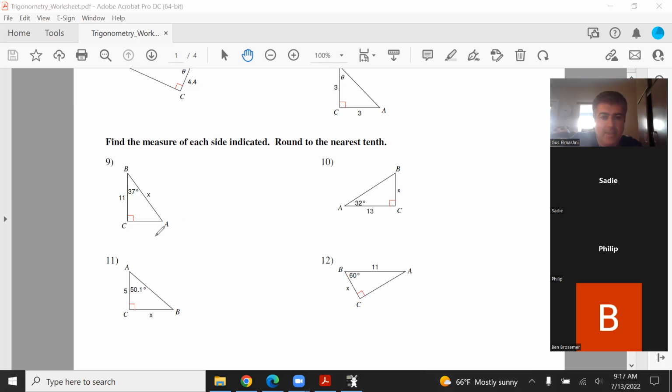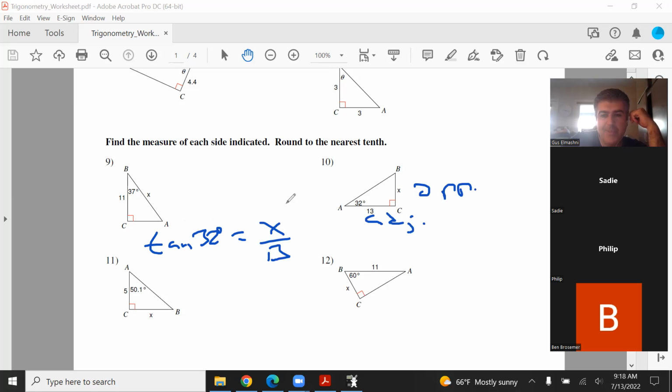tangent, my bad. I don't know what's wrong with me. Sorry guys. Okay, x over 13. It's OA. I should know that, right? That's opposite, that's adjacent. I'm going too fast. My apologies. So, TOA. Tangent is opposite over adjacent, okay? So tangent 32 degrees equals x over 13.